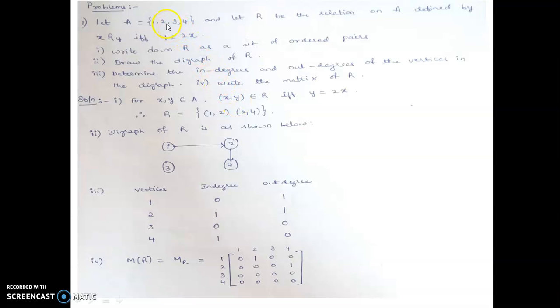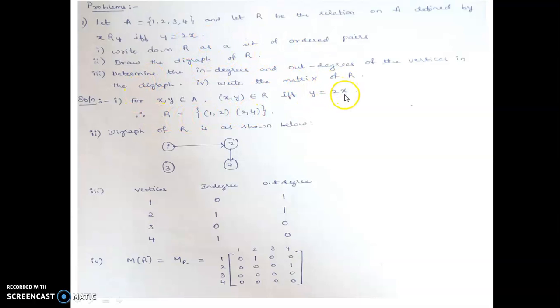When x is 3, 2 times 3 is 6, so we don't have it in our set. And when x is 4, our y will be 4 into 2, 8, which is not there in our set A. So our R is the set of (x, y) belonging to A, where (x, y) belongs to R if y is equal to 2x. So we have substituted x with the values, and we got our relation.